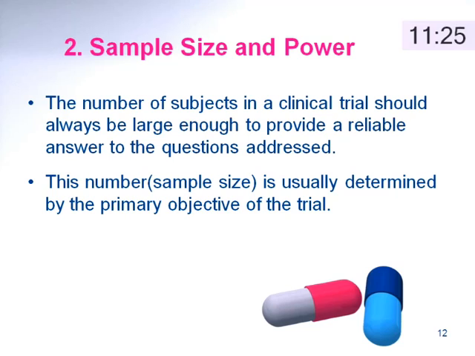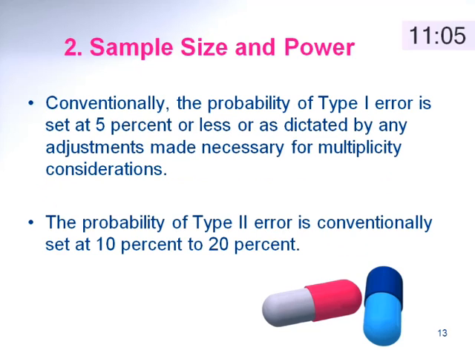The next issue is sample size and power. The number of subjects in a clinical trial should always be large enough to provide a reliable answer to the questions addressed. This number, which is also known as the sample size, is usually determined by the primary objective of the trial. Conventionally, the probability of type 1 error is set at 5%, and the probability of type 2 error is conventionally set at 10 or 20%.